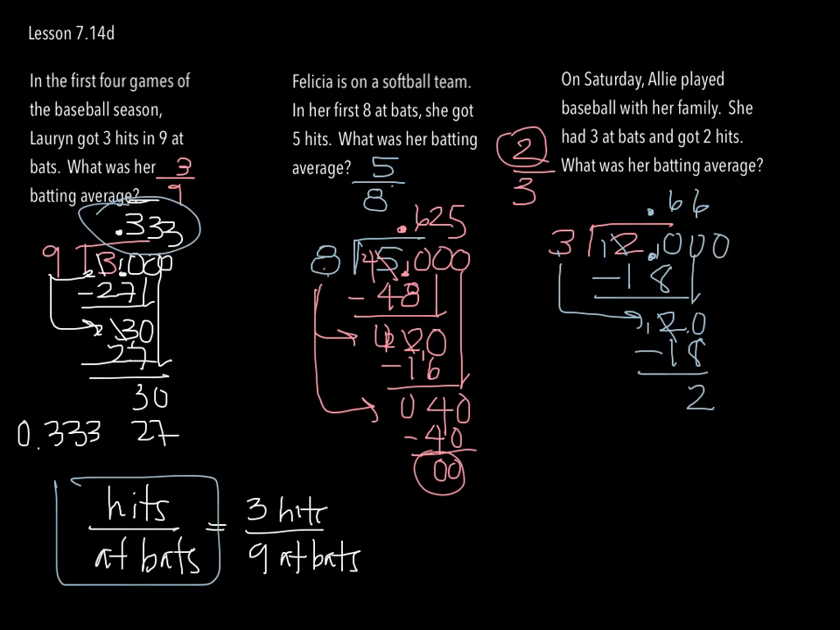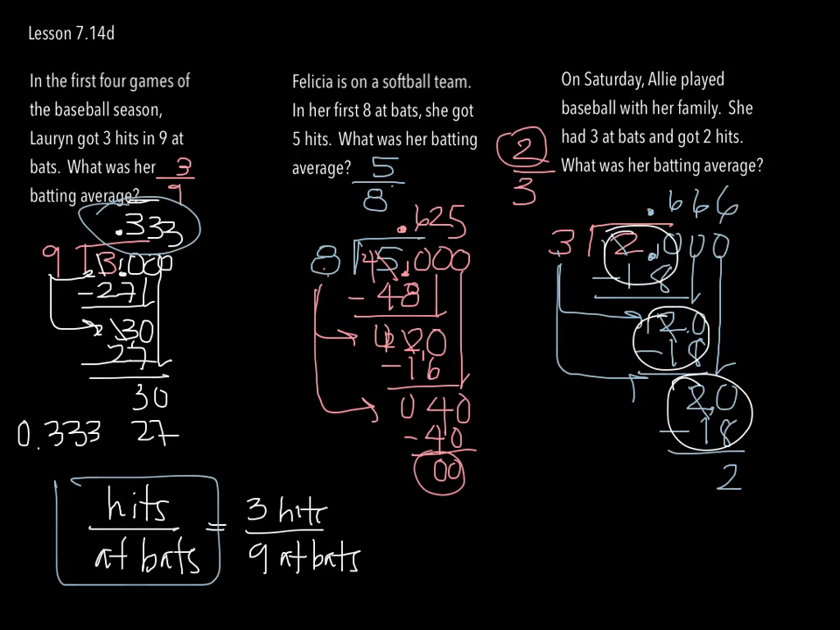Subtract, 2. Now, boys and girls, what do you see? Well, let's look. Pattern. And if I do this again, how many 3s in 20? That would be 6. Multiply that out, 18. Subtract, 2. So I have a pattern. So Allie's batting average is going to be 0.66 continuous, technically. But mathematicians in baseball would round that up and say it's 0.667.